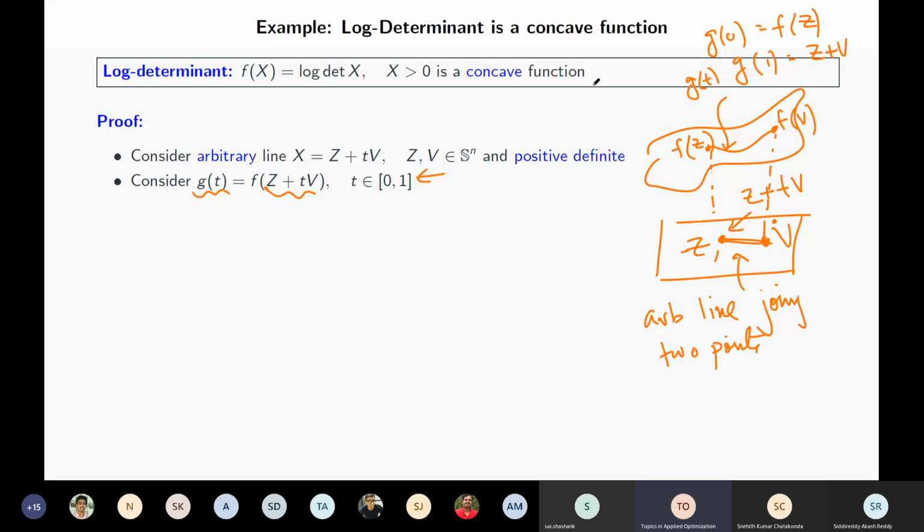The domain of f is Sn plus, the positive definite symmetric n by n matrices. These are the domain where the function is defined. So we have to take any arbitrary line that intersects this. So the claim is that Z plus tV is in the domain of f.